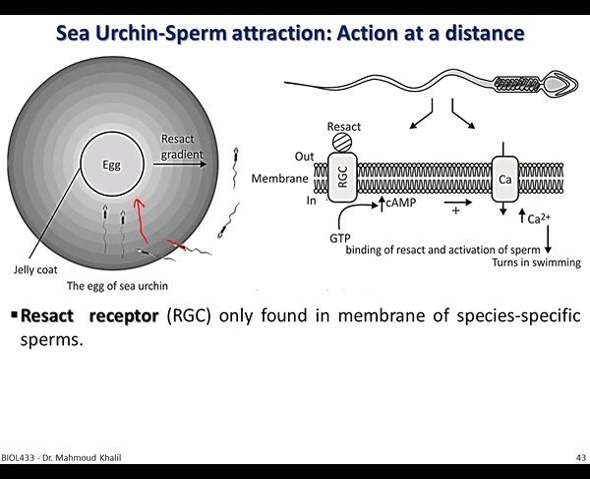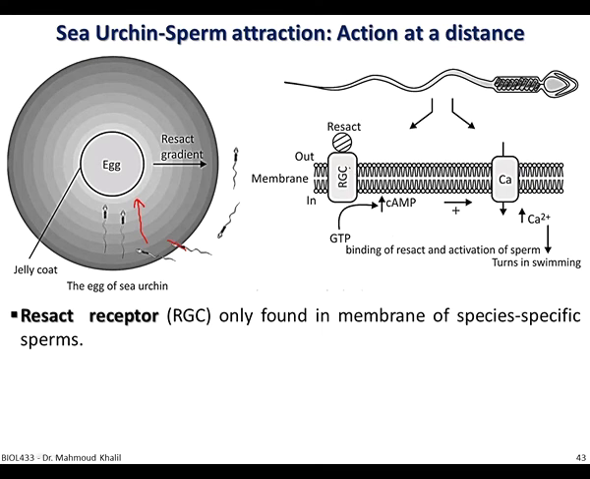And you can see as well one of the important receptors on the surface of the cell membrane is called resact receptors, RGC. Obviously, because it's named resact receptor, it's supposed to bind only to resact. And of course, this resact receptor for each egg is very specific to its own sperm.